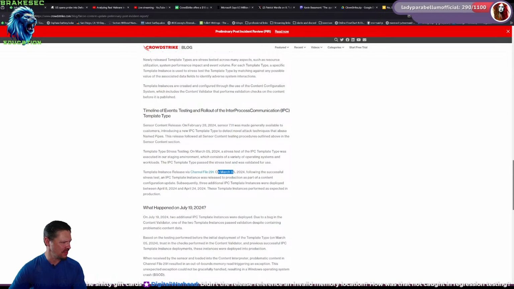March 5th, yeah, they created an IPC template instance to be released to production as part of content. So maybe they issued the IPC template instance already. For an endpoint security company, it feels like they should be dog fooding themselves. Anything that goes out, 291 should have been rolled out to all of CrowdStrike first, or staged.